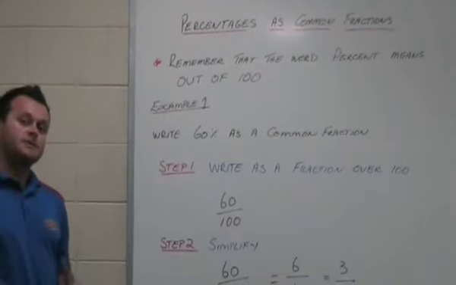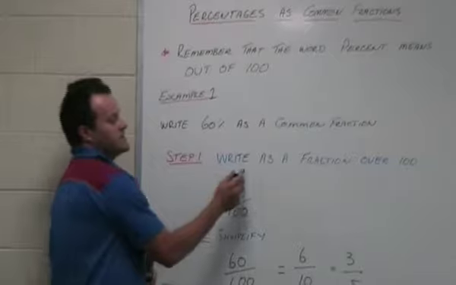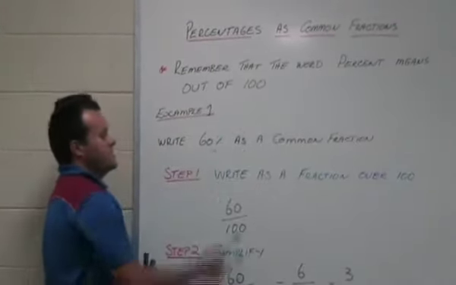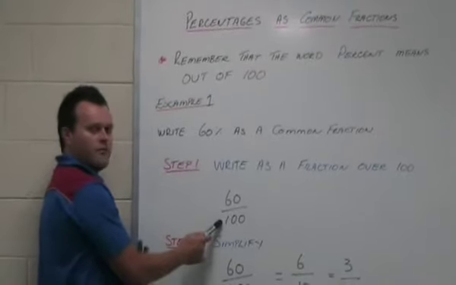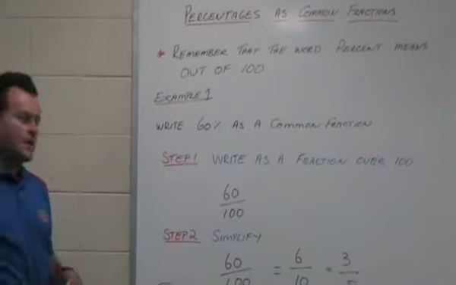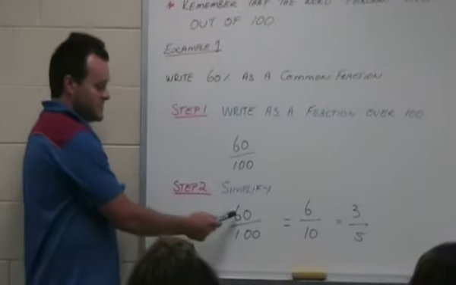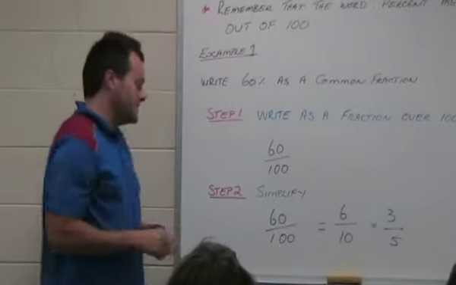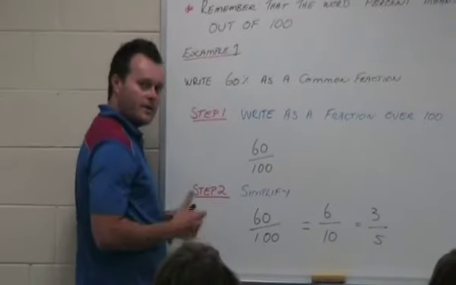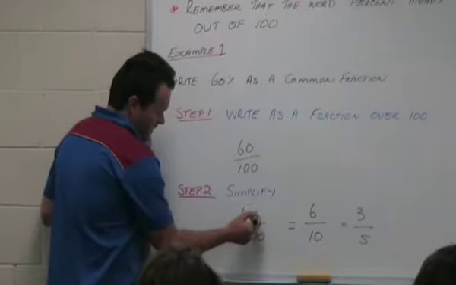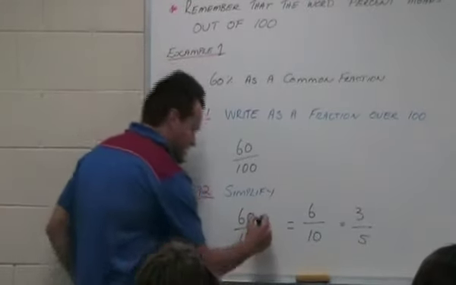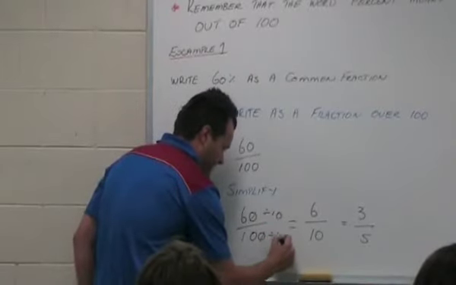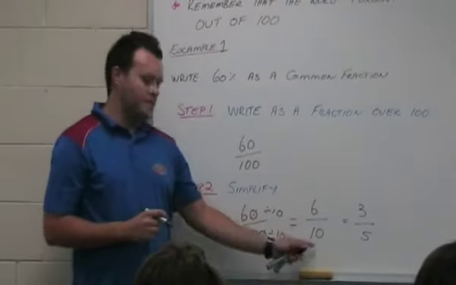Alright, I like to do it in steps. Step 1 is to write the fraction over 100, as mentioned before. So we've got 60 over 100. Step number 2 then is to simplify the fraction down. I like to go easy. Because we have 60 over 100, with a 0 at both ends, we can do some crossing off, which means we are actually dividing by 10, which will leave us with 6 over 10.